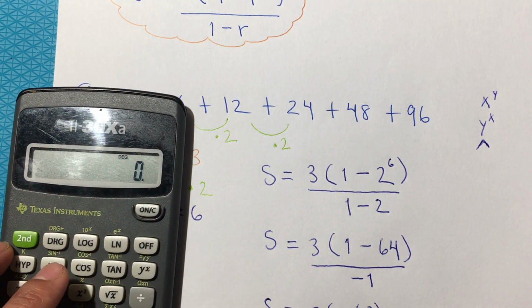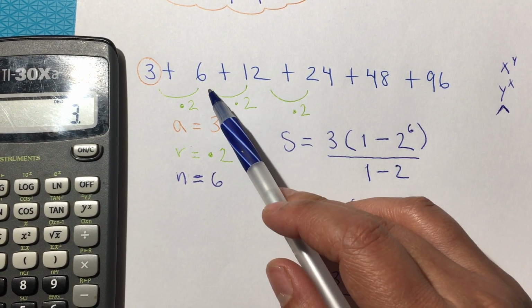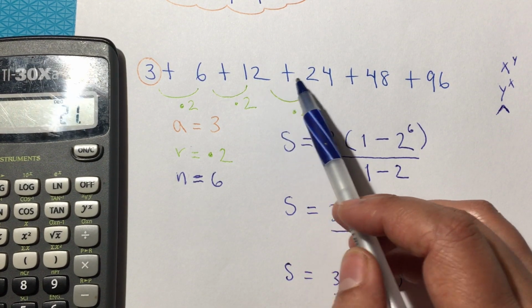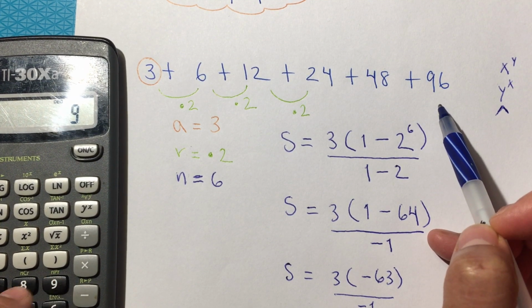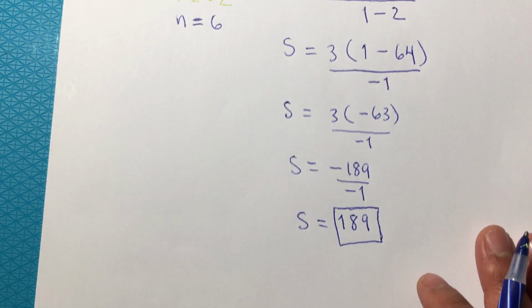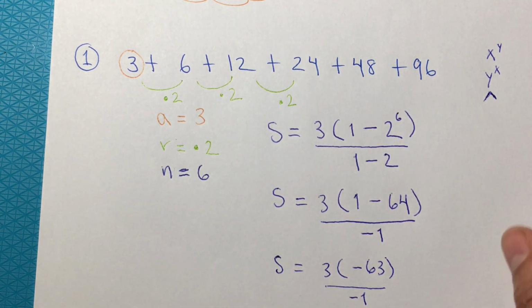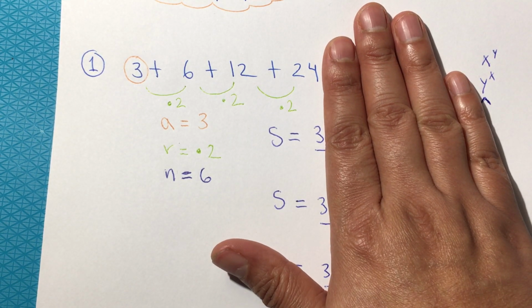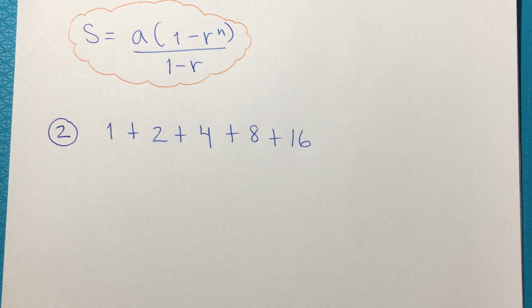Now let's see if it's true. Let's just check: 3 plus 6 plus 12 plus 24 plus 48 plus 96 is 189. Which one is more convenient, to apply the formula or to do the addition? For small sequences, it will be easier to just add them, right? However, once we get to bigger numbers, that will be a problem. Or when we relate it to interest, then this will be useful.